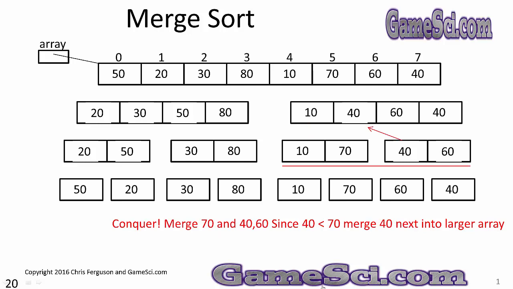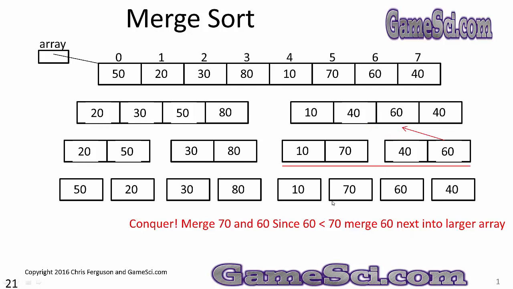In the conquer phase, when we merge these two, since 40 is less than 70, 40 is the smallest number that remains on the 2 sides, so we'll merge 40 next into the larger array. What do we have left? We have 60 and 70 left.